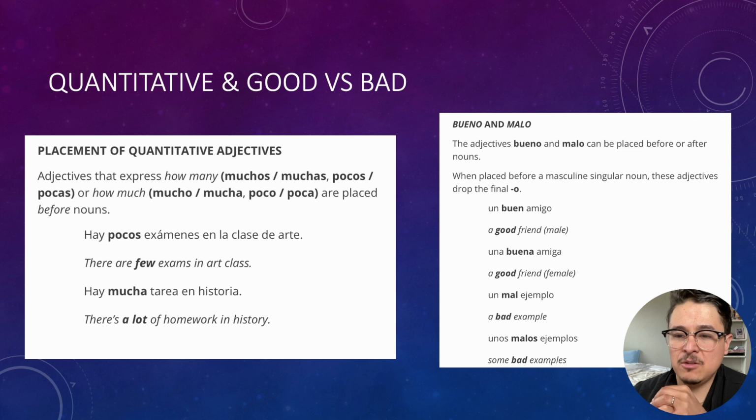Then you look at bueno and malo. When placed before a masculine singular noun, these adjectives drop the final O. So that's something to keep in mind. Mal versus malo, or buen versus bueno. So if it's un buen amigo, because amigo is masculine, it's buen, right? If it was amiga, una buena amiga, as you can see there. So un mal ejemplo, a bad example, unos malos ejemplos, that sort of thing.